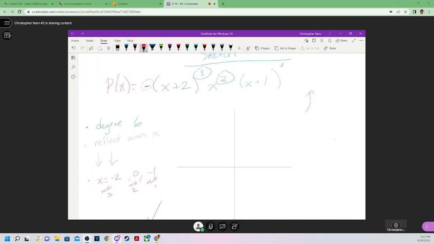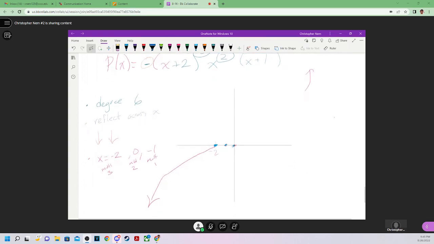Well, now I got to plot my x-intercepts. Let's say this is x equals negative 2, somewhere around here. x equals 0 is right here. And x equals negative 1 is right here. So these are my x-intercepts. Now I just need to know how to connect them. Well, I know that this part right here has to touch the x-intercept. It has to touch that right there.